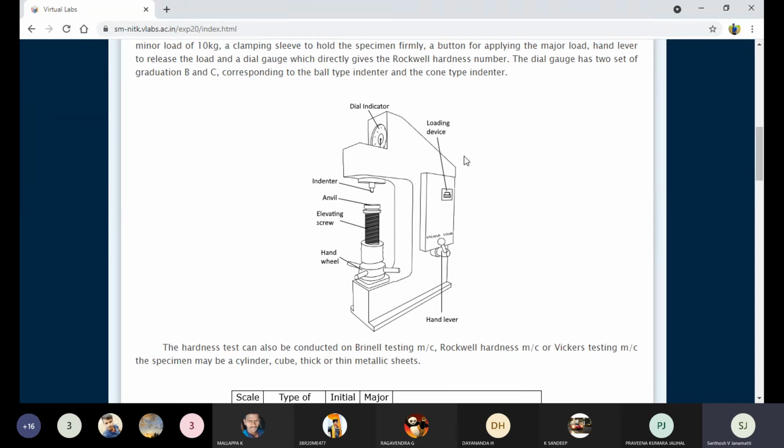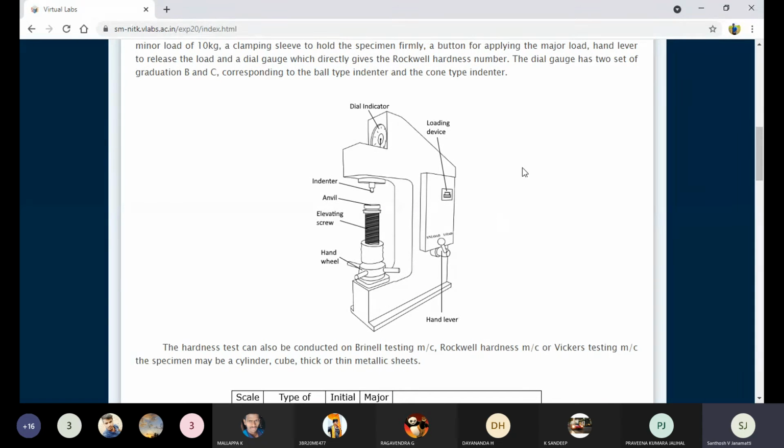Once you select the load, this is the hand lever. Once you set the load, you can apply it with the help of the hand lever. You can load it. See the load this side, now it is in this direction. Now you can take this in a backward direction. Now the load is applied. Set the load, then with the help of the hand lever, you can apply the load.